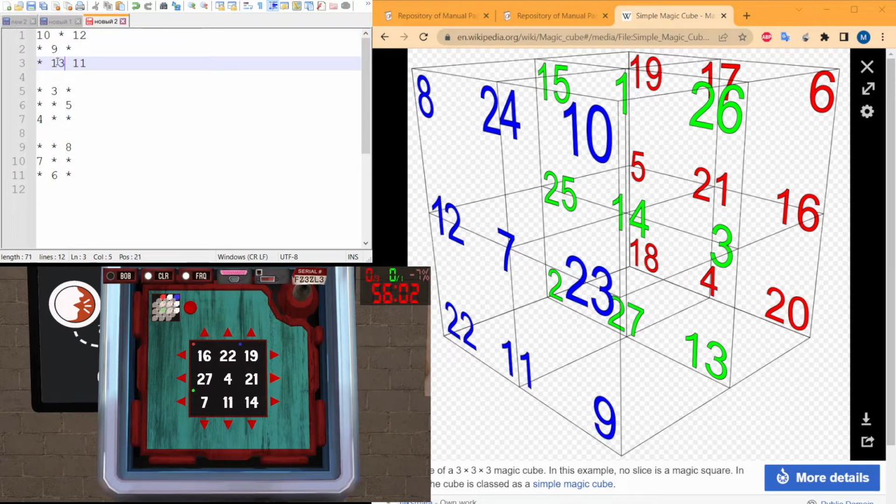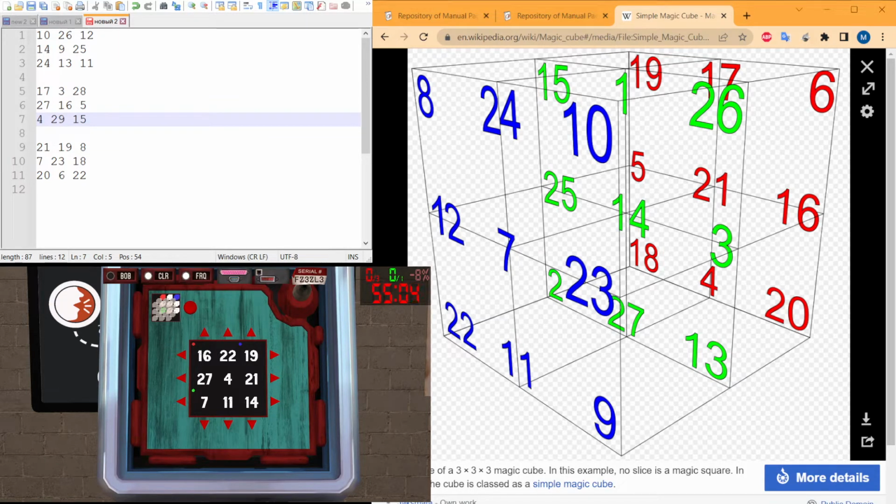11 is 13. 12 is 14. 13 is 15. 14 is 16. 15 is 17. 16 is 18. 17 is 19. 18 is 20. 19 is 21. 20 is 22. 21 is 23. 22 is 24. 23 is 25. 24 is 26. 25 is 27. 28, 29. So we don't actually need this image anymore.